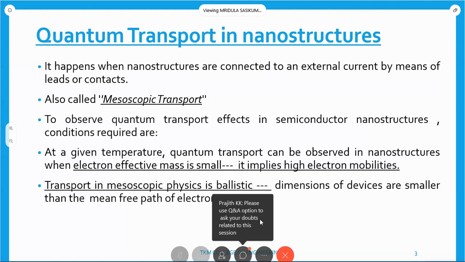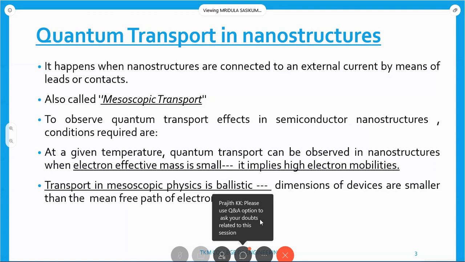Now, in order to observe quantum transport effects in semiconductor nanostructures, certain conditions are required. The first one: at a given temperature, quantum transport can be observed when the electron effective mass is small. Electron effective mass, m_e, being small means it provides high electron mobilities.